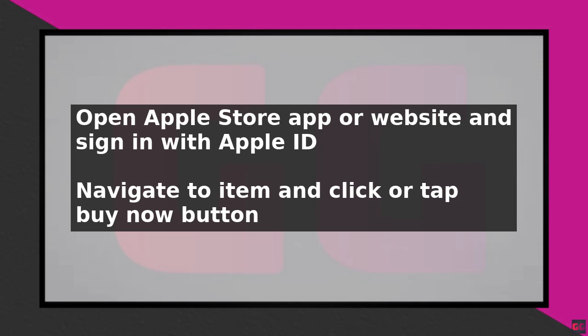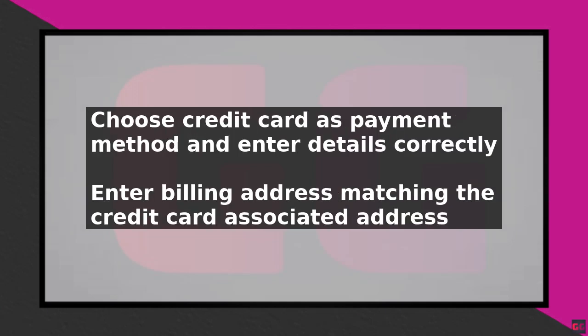On this page, click or tap on the Payment Method section and select Add Payment Method. Choose credit card as your payment method and enter your credit card details, including the card number, expiration date, and security code. Make sure to enter the details correctly to avoid any errors. You will also be asked to enter your billing address, which should match the address associated with your credit card.